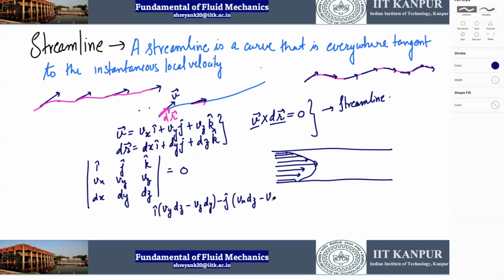Are dx, dy, dz operators, or do they stand for some numeric value? They are not operators. If it were an operator, then you could just write d operating on something. These are the small elements dx, dy, dz. Plus k cap, Vx into dy minus Vy into dx, is equal to 0.